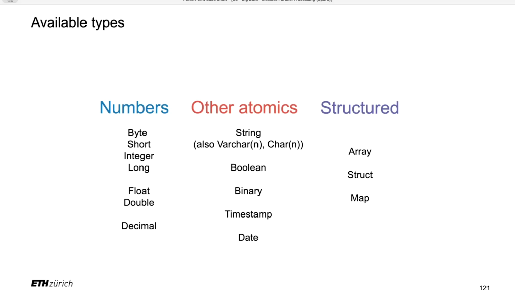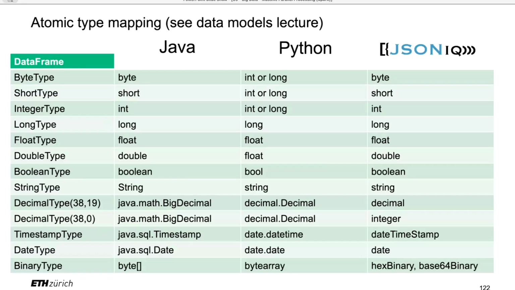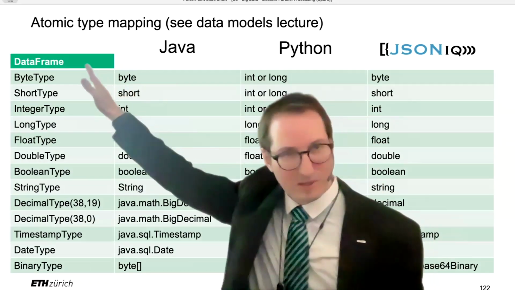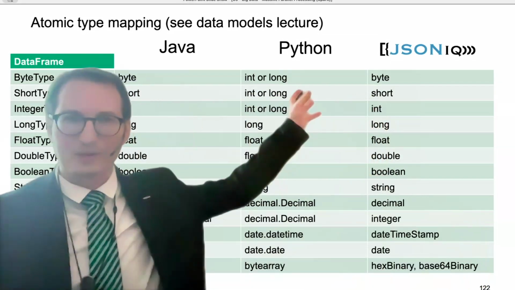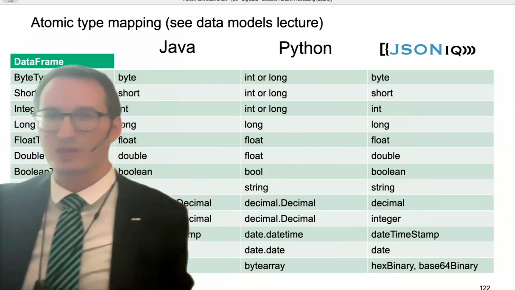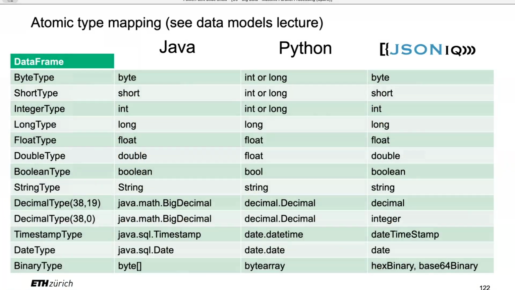Numbers, Booleans, binary, timestamp, date. There is absolutely no surprise in there. We've done that a couple of weeks ago. They might have different names, right? But this is the idea, right? So I have here another correspondence list where you have the data frame types. So those are the types that the columns can have in your data frame. That would be the corresponding Java types, the corresponding Python types, the corresponding JSONiq types, right? So this is the correspondence table, right?